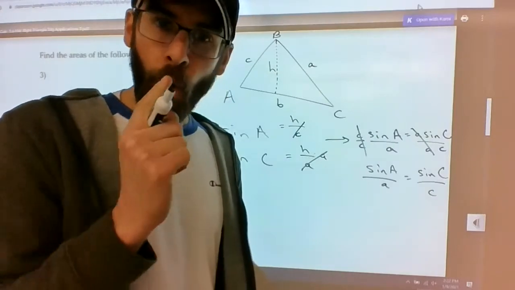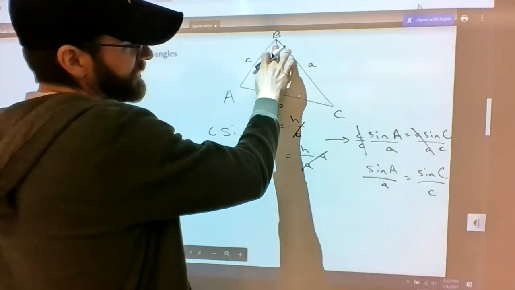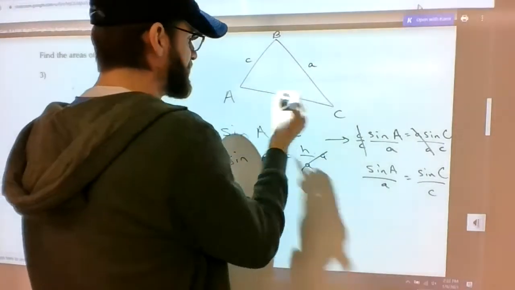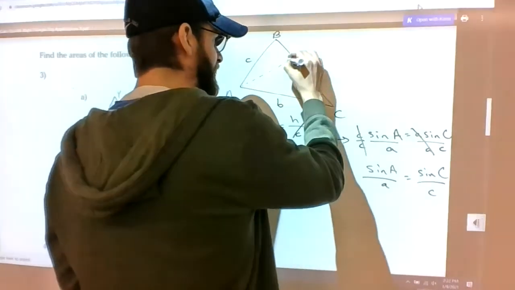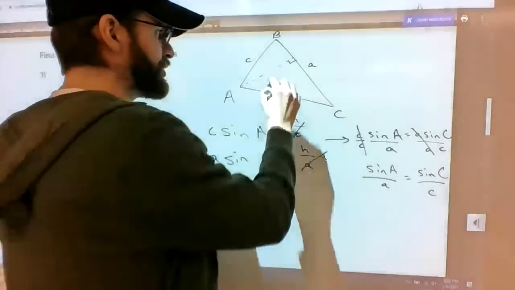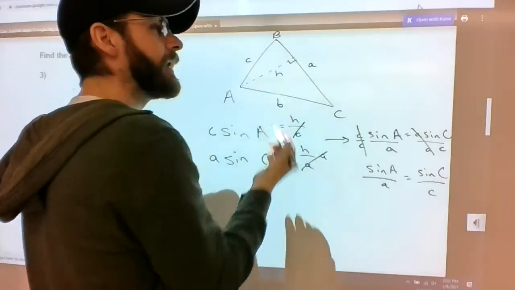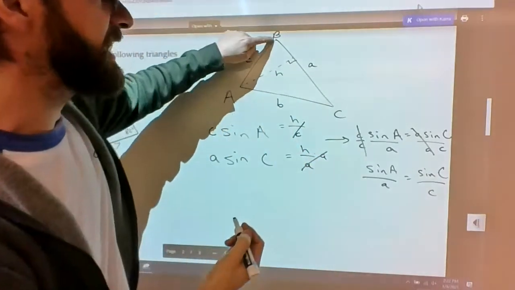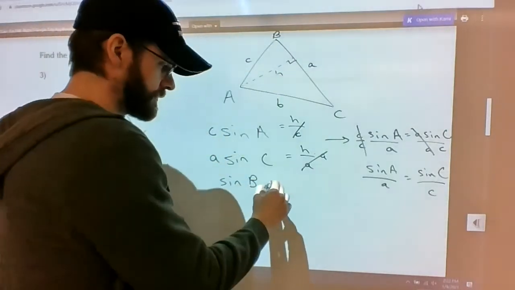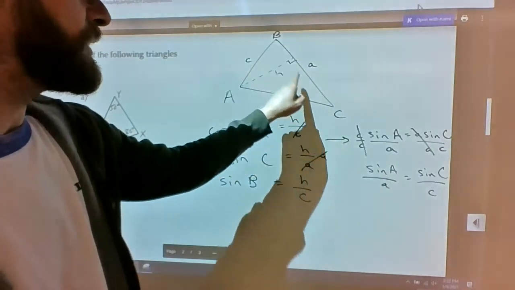But see, that's not the only thing that we can state here. What we can do is say, hey, let's forget the fact that we put H there. What if we were to put H from, say, A to little a, and we created a right angle there? And I'm just going to call it H here. Now we've got more sine equations we can come up with. The sine of B now is equal to H over C. And the sine of C is equal to H over B.